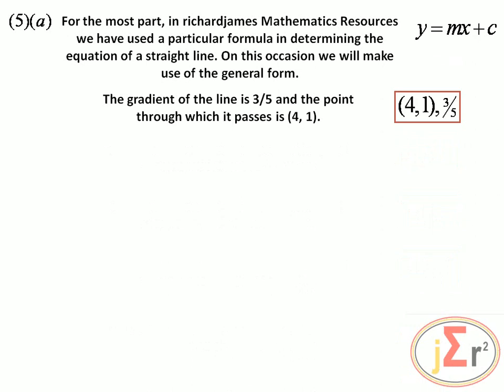So y is equal to mx plus c. The line passes through the point 4, 1 and has gradient 3 over 5.